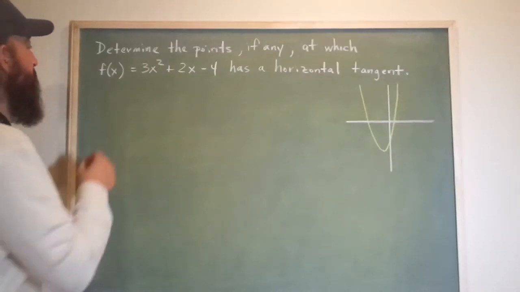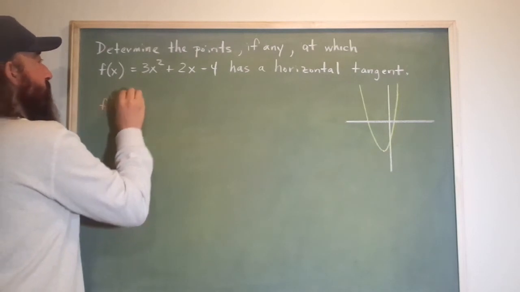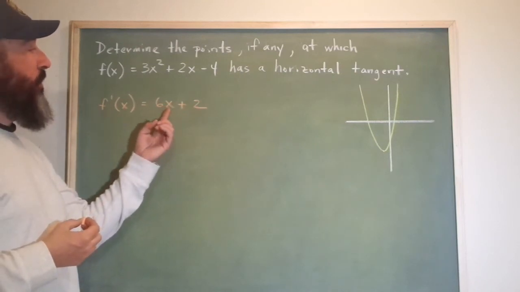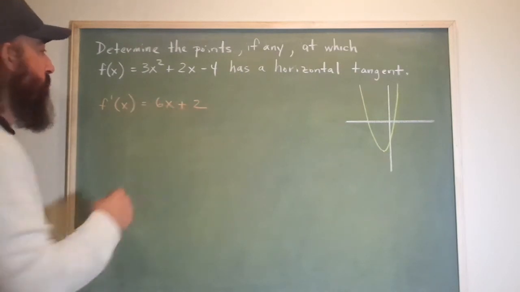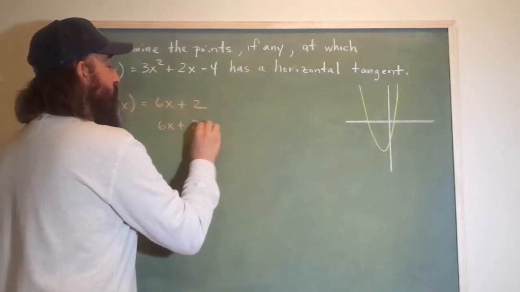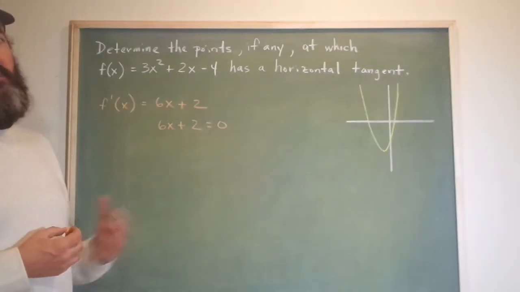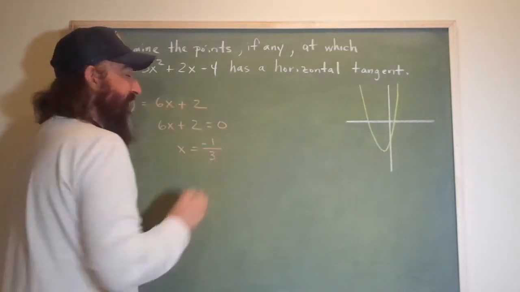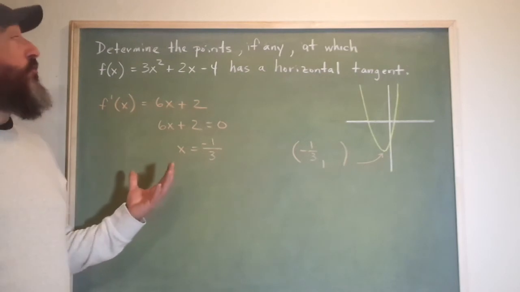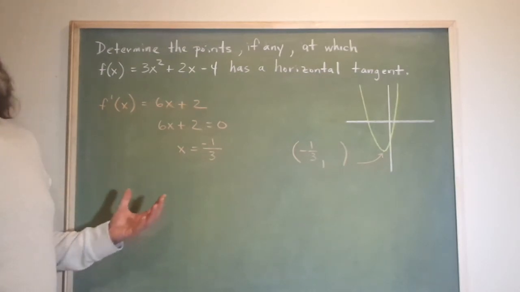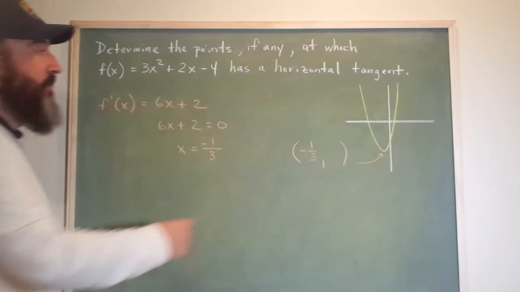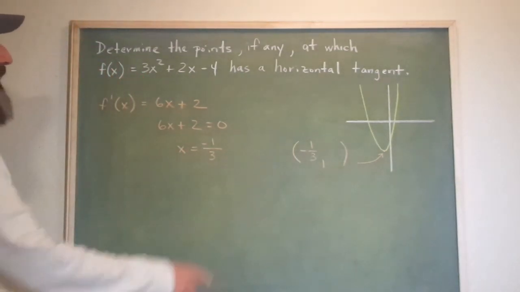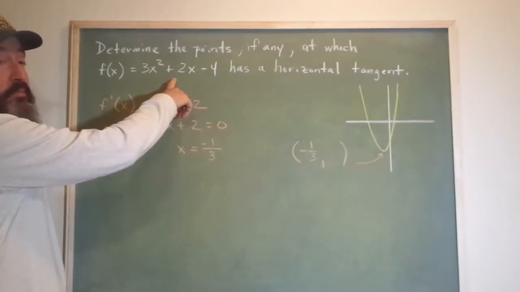Let me start by getting the derivative. F prime of x is, of course, 6x plus 2. And I want to know what value of x would make this equal 0. So let me set 6x plus 2 equal to 0. This is, of course, simple enough to solve. I can subtract 2 and divide by 6 and determine that x equals negative 1/3. But we were, of course, asked to determine a point on the graph, so we need to express that as an ordered pair. The x value is negative 1/3, and to determine the y value, well, I guess I'll have to plug negative 1/3 in back to my original function.